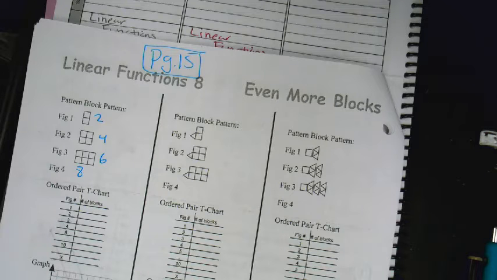What's my starting point? 0, 1, 2. 1, 0, 0. 1, 2. So what would be the equation? 2x plus 2 or 1? Y equals 2x plus 1.